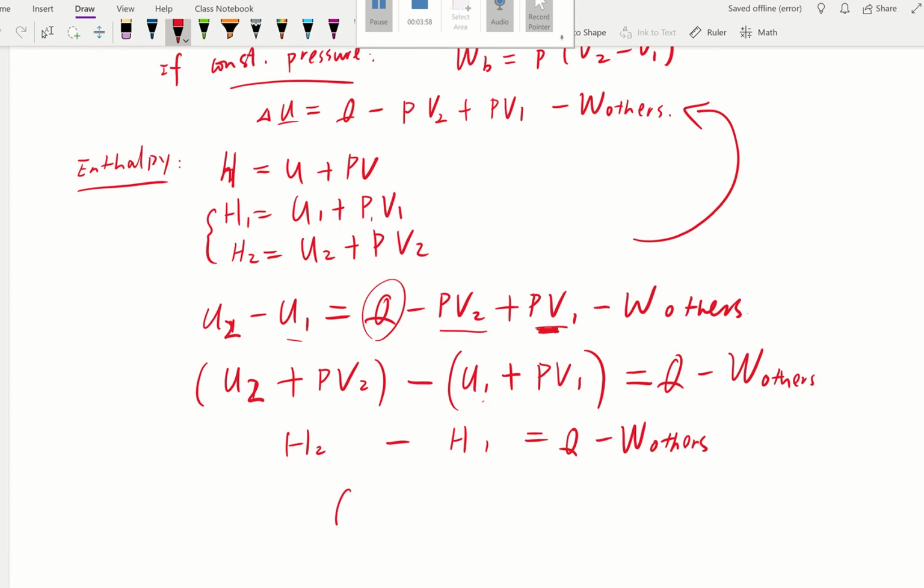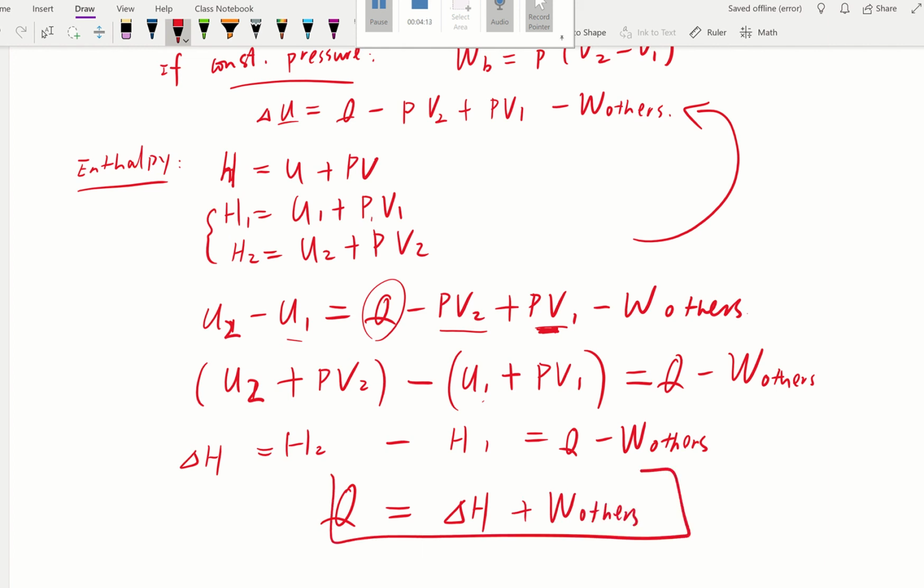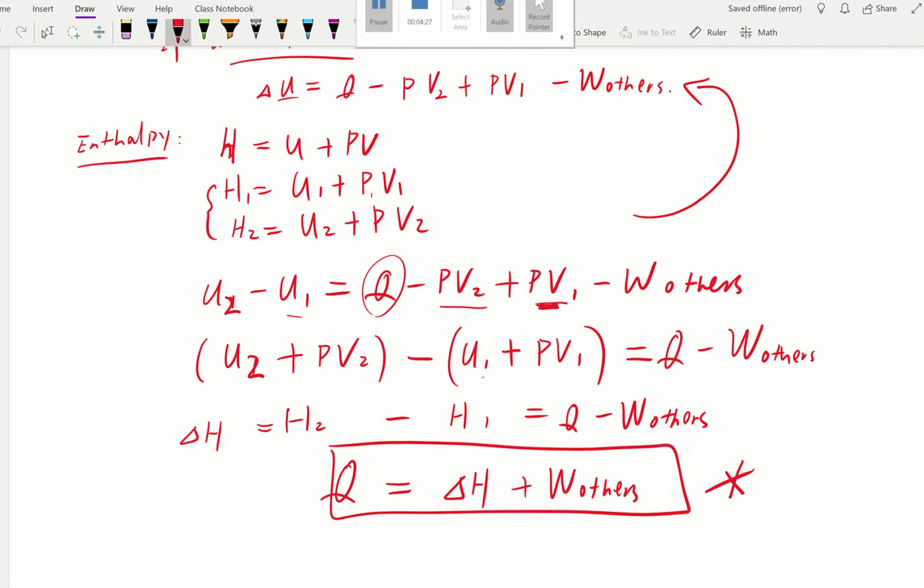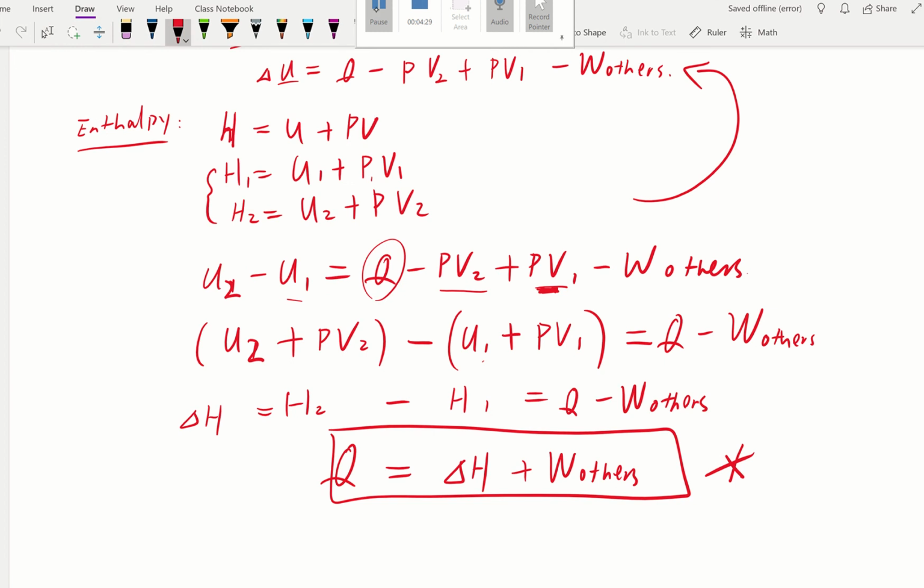Then what do we have? The heat transfer Q is equal to delta H plus work others. This is the most essential equation for the first law for constant pressure. Heat transfer is equal to delta H, the enthalpy change, plus work others. And just be aware, this is for a constant pressure process.